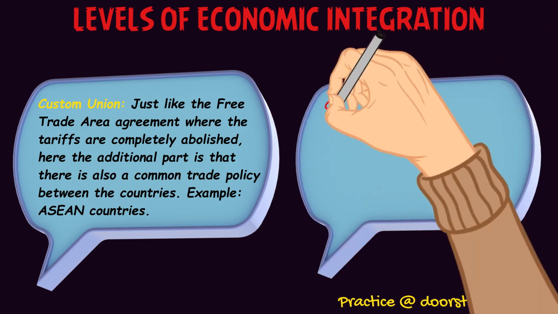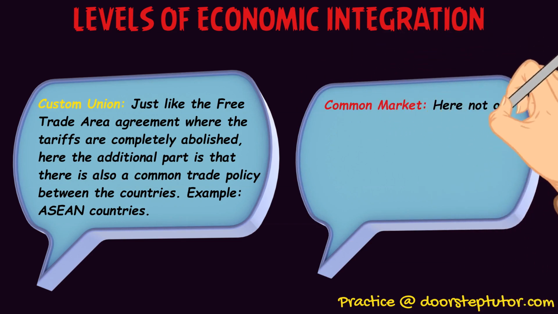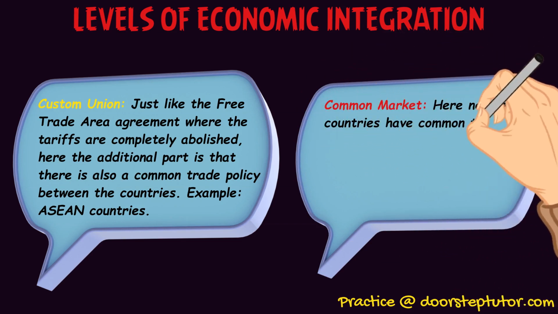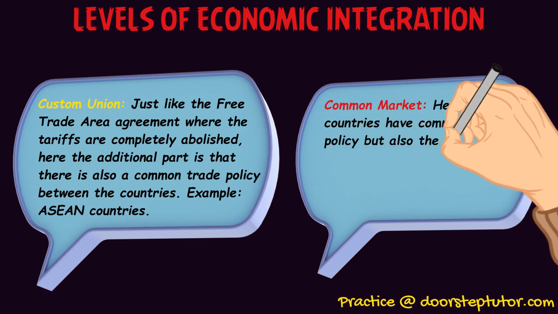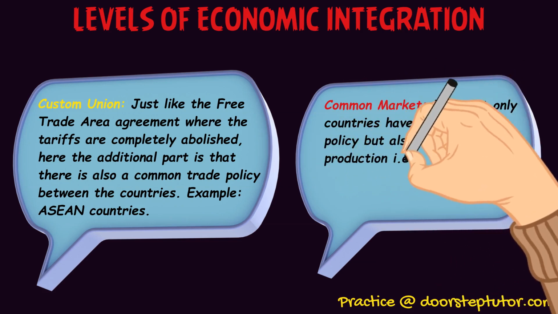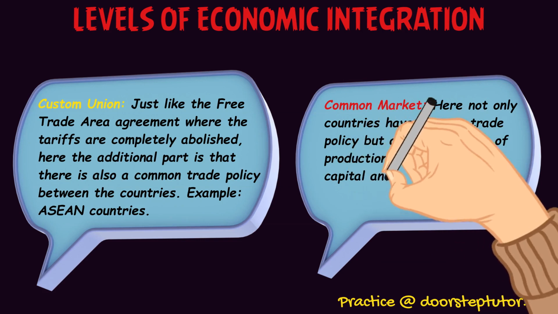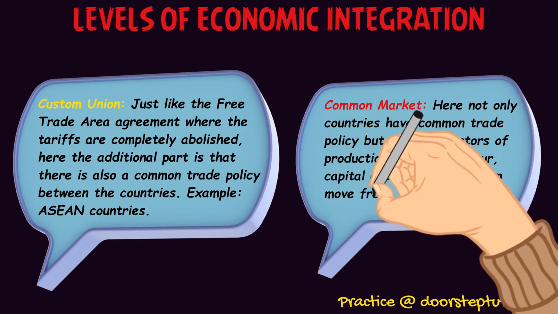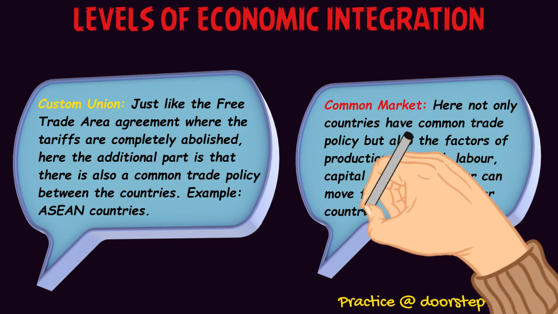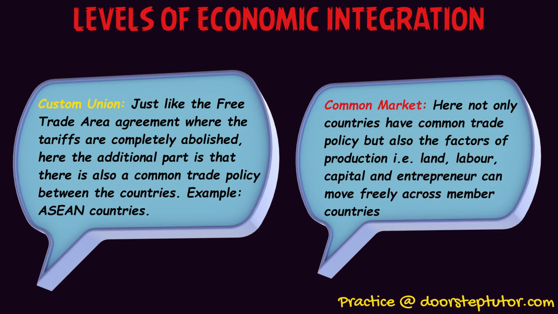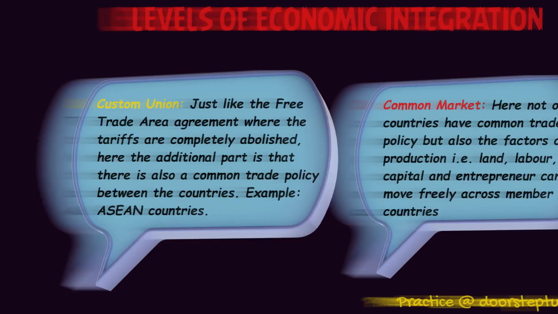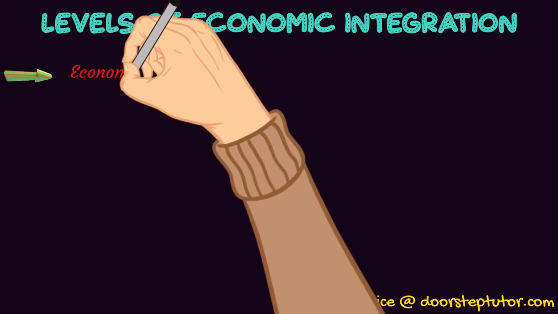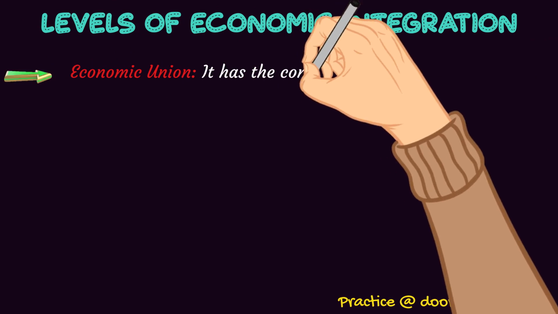Then common market, everything is there. There's a feature of custom union, free trade area, but the thing is that it has an additional feature, which is the factors of production, land, labor, capital, and entrepreneur can freely move across the borders or across the member countries. Okay, so there's a free movement which is allowed in the common market basically. Then economic union, see, it has the common trade policy.